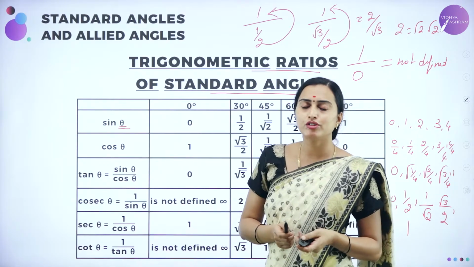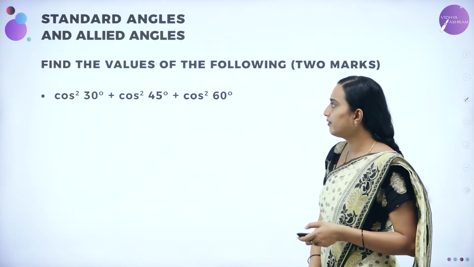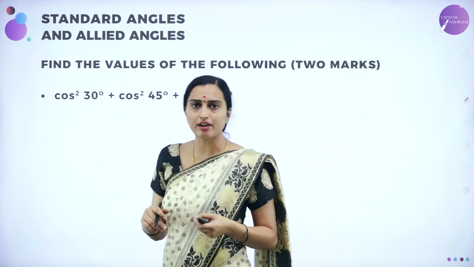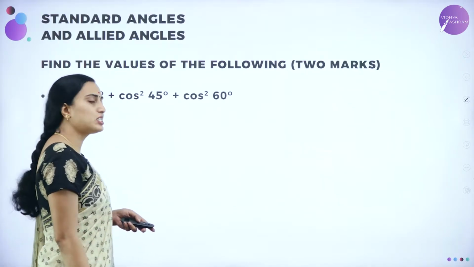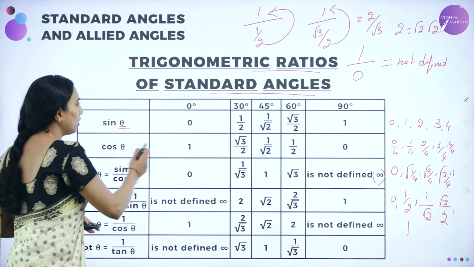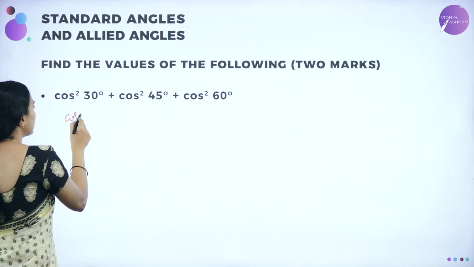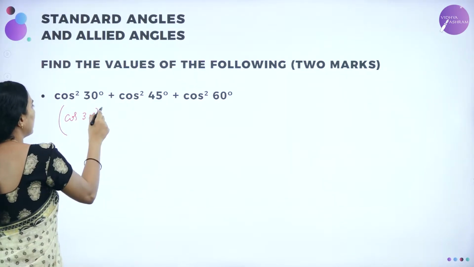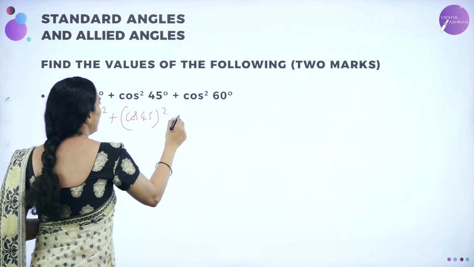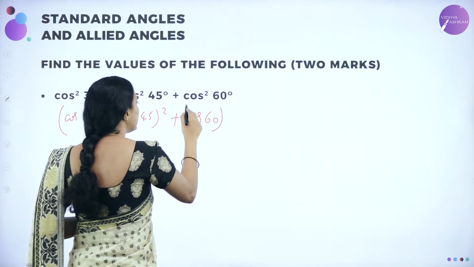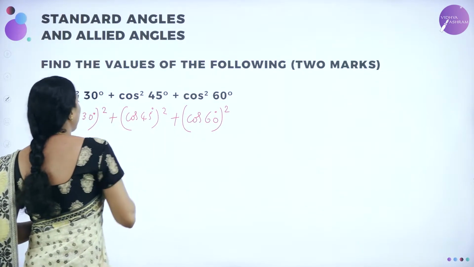Dears, we'll be moving on to solving the problems based on the values of these standard angles. Okay. So first they have given: find the values of the following, which is a 2 marker. You have cos squared 30 degree plus cos squared 45 degree plus cos squared 60 degree. What is cos squared 30 degree? See, cos 30 degree is nothing but root 3 by 2. So cos squared 30 degree is cos 30 degree whole squared, plus cos 45 degree whole squared, plus cos 60 degree whole squared. Okay, now because it is a first problem, I am writing as it is.